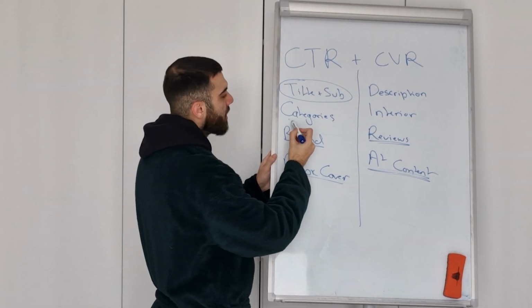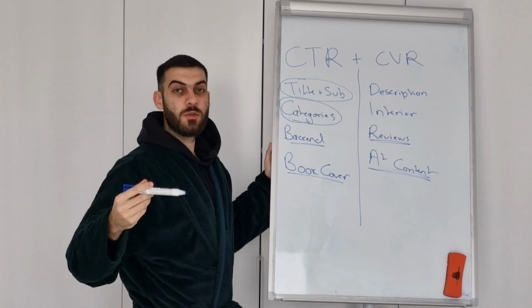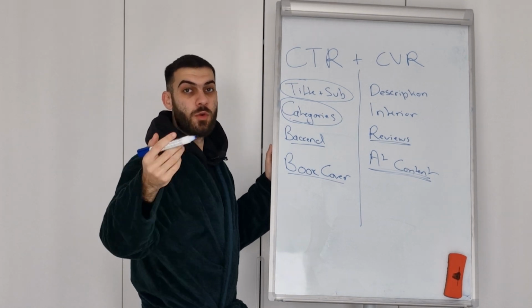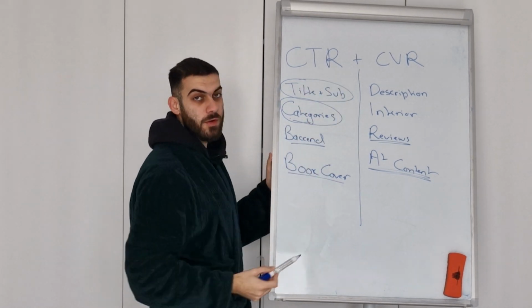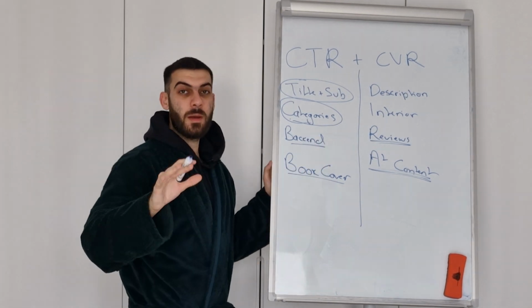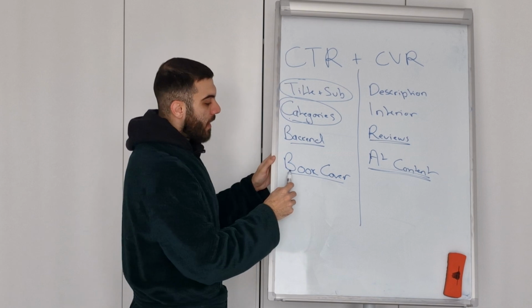The categories. Are you giving Amazon the correct categories? Because if you give Amazon the correct categories, then Amazon knows where to show you in front of the people that are already looking for your book. And if they're already looking for your book, they're more likely to click on it. That's the only reason you put categories. Your back-end keywords, same thing, because Amazon's going to show you for those relevant keywords, which is going to increase your click-through rate. And then finally, your book cover.